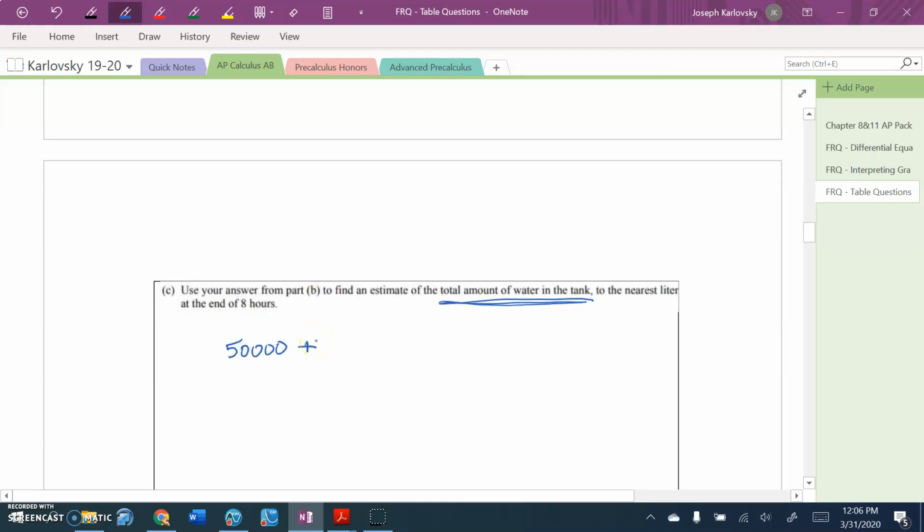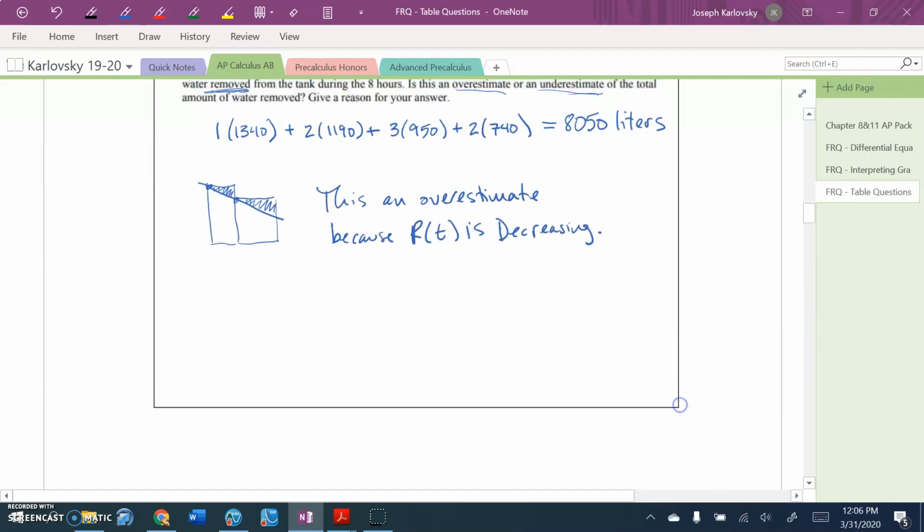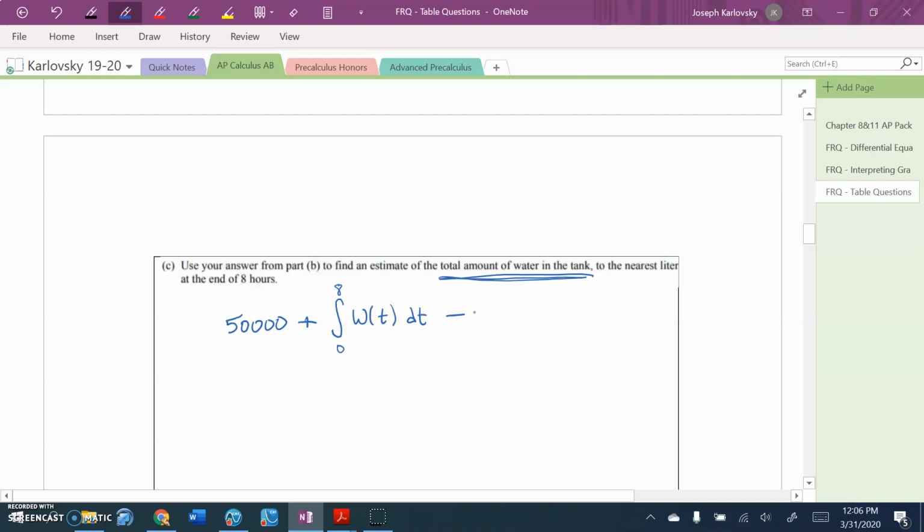plus. And now we're going to do an integral, right? Because we have a function. We want the integral from 0 to 8 of our water in function W of t, dt. And then we're going to subtract the water out, which we just had in our answer from part B, which again was 8,050. And that's really all the work you need for this problem.